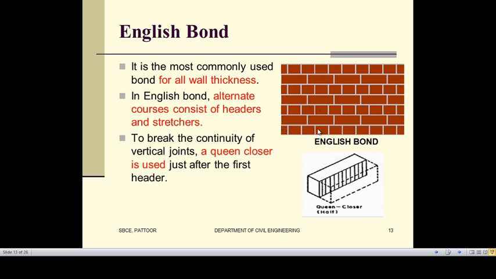The first course consists of headers, or in English bond, the alternate courses consist of header and stretcher. Here it is clear: the first course is made of headers, all the bricks are laid as headers, whereas the second course is made with all the bricks laid as stretchers. Thus the alternate courses are made of header and stretcher. This typical arrangement is termed English bond.